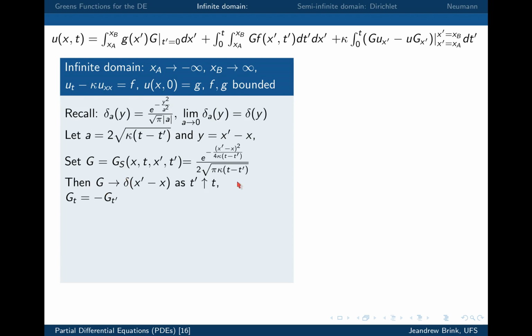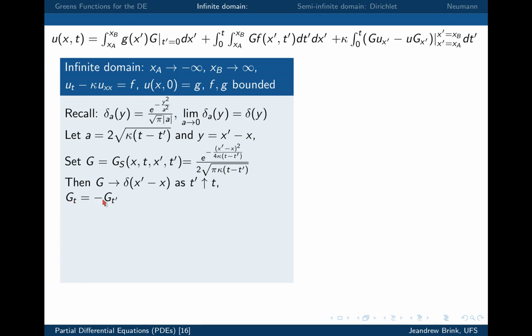The second thing we have is that dG/dt is equal to minus dG/dt prime. And you can get that simply from differentiating the actual expression. You see that you have t minus t prime entering there and t minus t prime entering there, and they're not squared. So this is true, exactly.